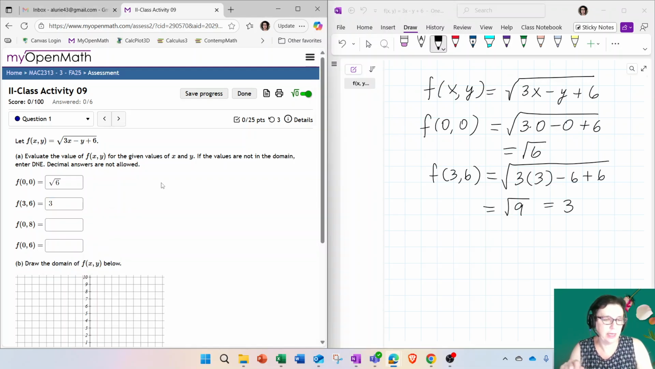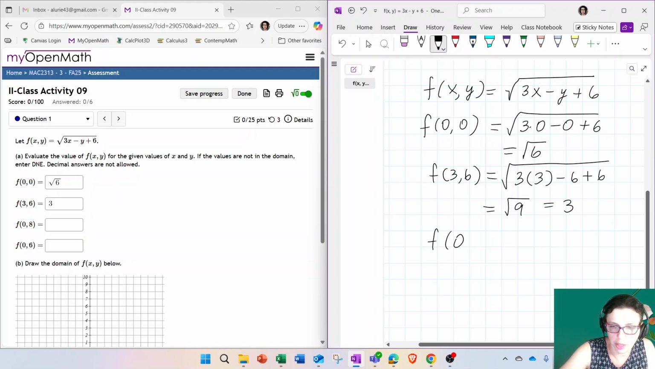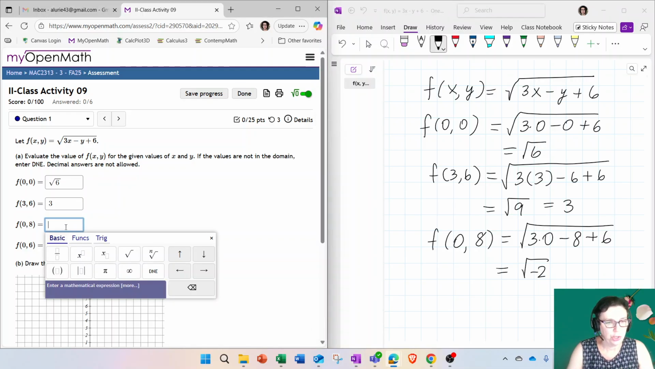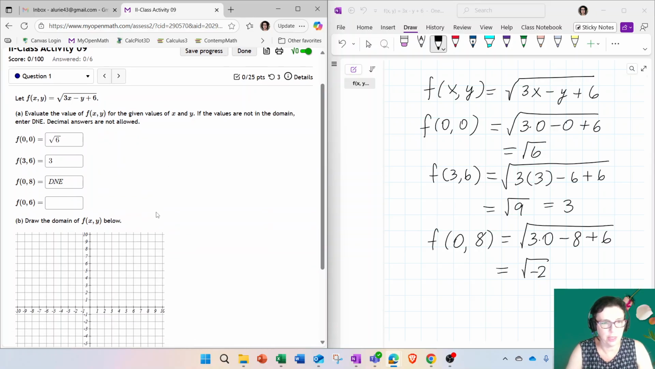What I would say is that the point 0, 0 is in the domain of this function, and also the point 3, 6 is in the domain because I was able to plug in and get a value that is defined. Okay, so let's try 0, 8. So we plug in 0 for x and 8 for y. Okay, so at this point we get a square root of a negative number, which is actually a complex number, but we are dealing in real numbers here. So that is just going to be DNE. So that's undefined. We're just going to say DNE.